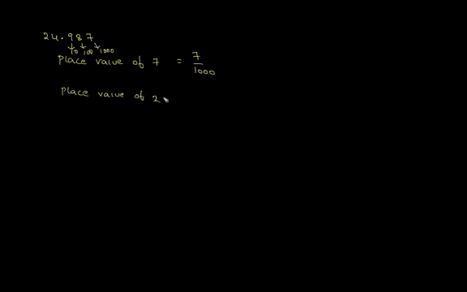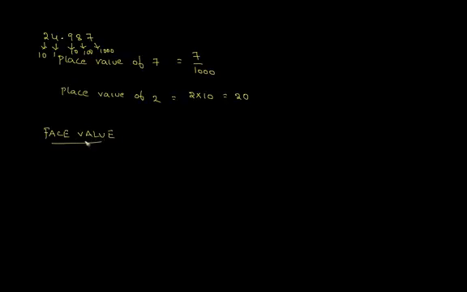If I need the place value of 2, what happened before the decimal point, right? This will be the unit place and this will be the tens place, right? Understood? So the place value of 2 is 2 into 10. It will be 20, right? Clear? Right, good.